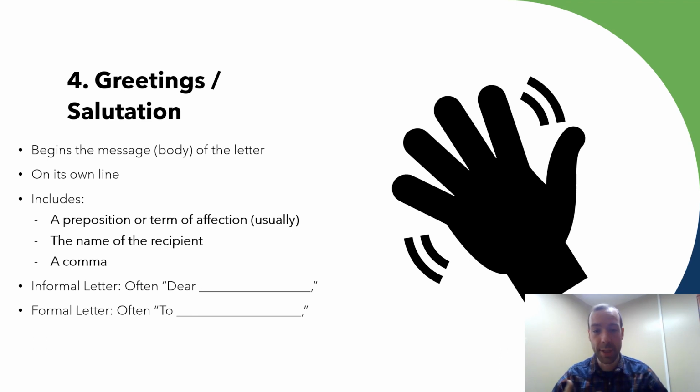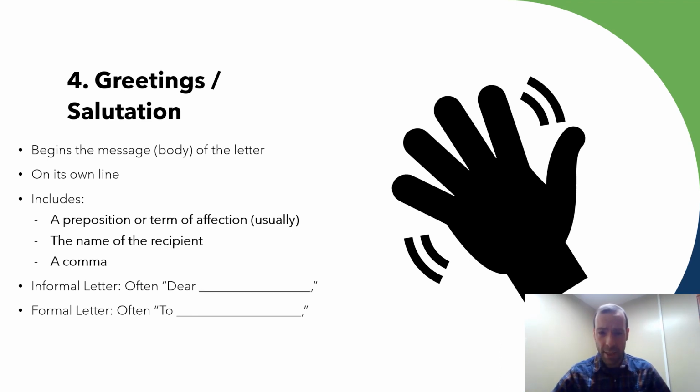Part 4, the greeting or the salutation. This is the part that contains the recipient's name. It's really where we get started on our actual message or the body of the letter. It's on its own line, so it's separate from the body, it's separate from all the headings, and it's going to include some kind of preposition or term of affection usually. It must have the name of the recipient, and then there's going to be a comma before we start a new line and get into the body of the message.